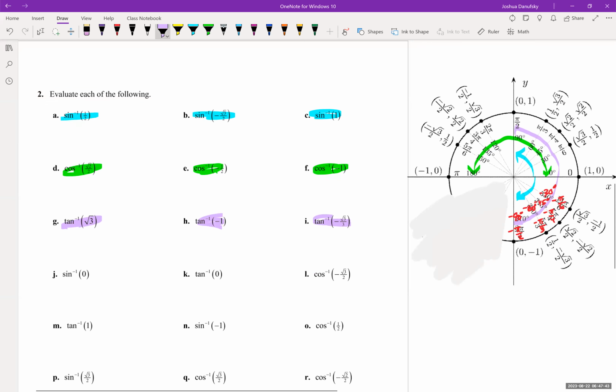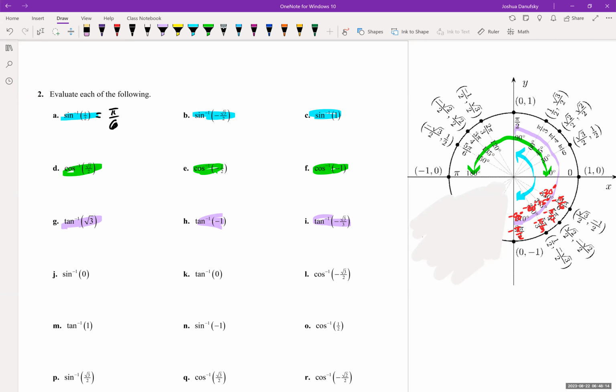So looking first at sine inverse of a half, we're looking in the blue region. Remember, sine is the y value on our unit circle. So I would say right here, I've got a y value of a half, and it's in one of the light blue quadrants, and so that should be pi over 6.